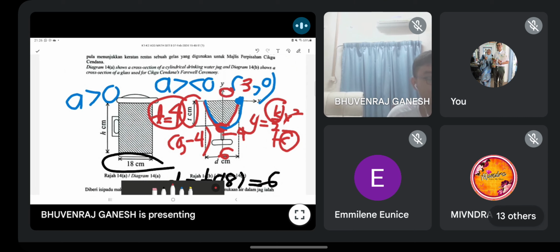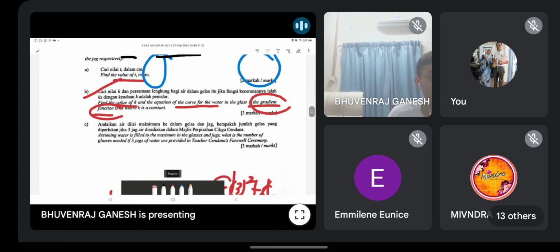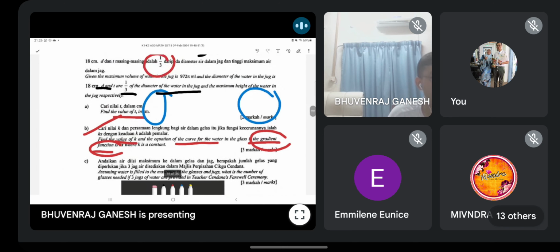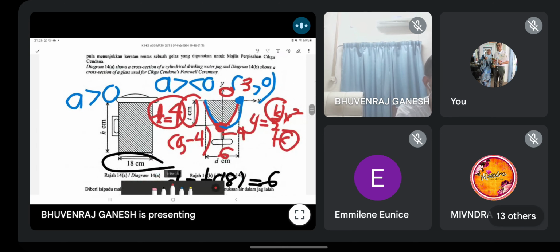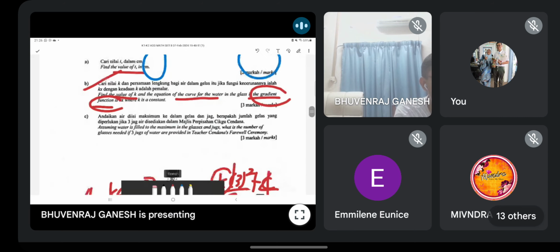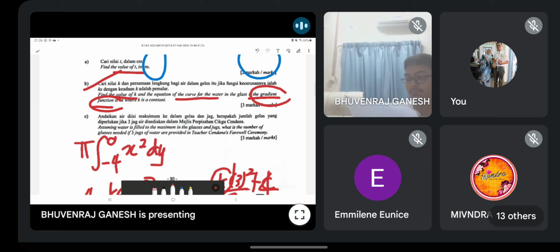They want maximum volume. Okay, isi padu maximum. So let me see. Okay. So now, let me write down here. So, pi kami dari kosong sampai -4 x square dy. Now we integrate towards y axis because lebih senang lah bagi kita. Okay, so basically pi integrate kosong -4.